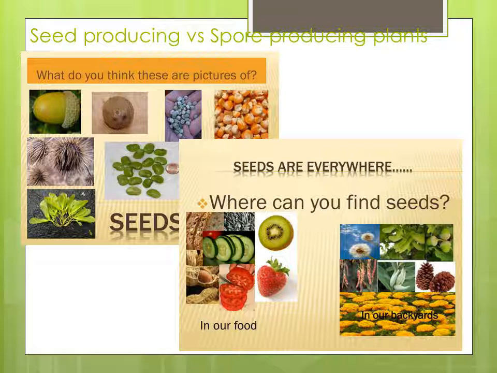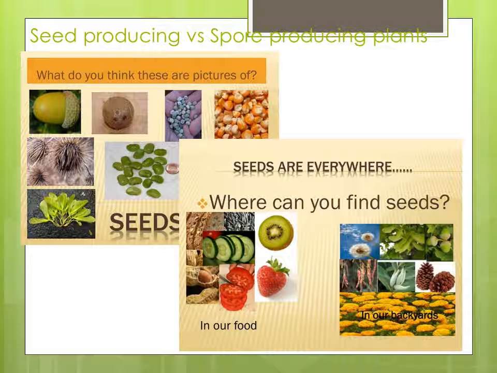Look at the slide in front of you. What do you see? What are these pictures? What do they represent? Yes, we see a lot of seeds. Look at both the pictures and you can see a big coconut, you can see pulses, you can see corn, you can see acorn, you can see some leaves, and you can see here that in our food that we eat every day, there are so many seeds. We see fruits with one seed and sometimes we see a fruit with multiple seeds.